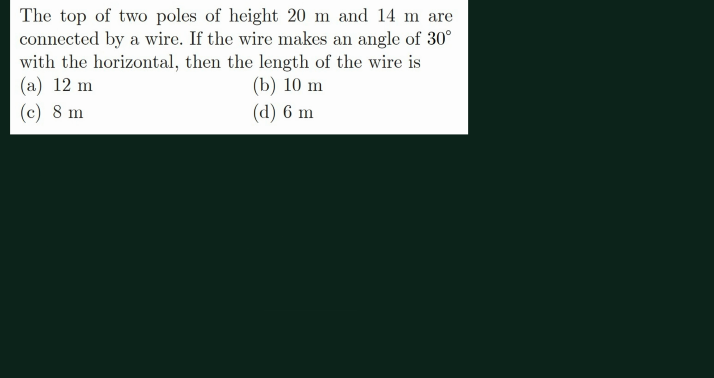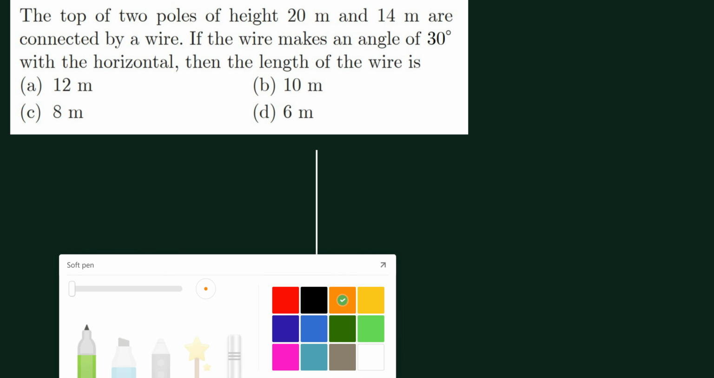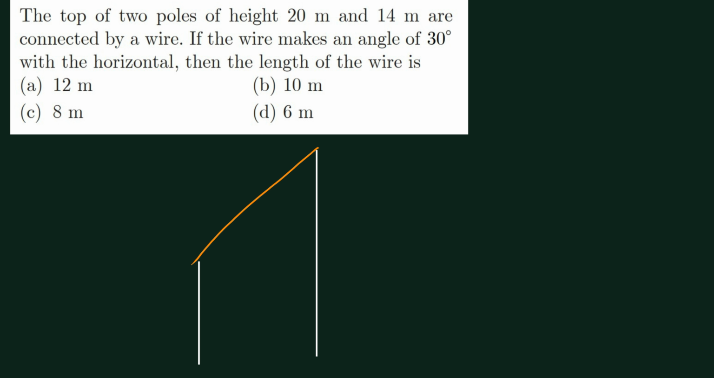The top of two poles of height 20 meter and 14 meter are connected with one wire. In the question, we have two poles, right? One pole has a height of 20 meter and another pole has a height of 14 meter, and these two poles are connected with one wire like this. This wire is making an angle of 30 degrees with the horizontal.